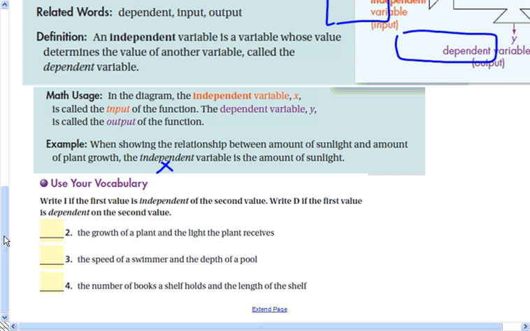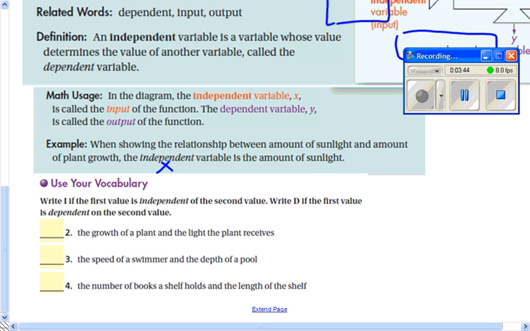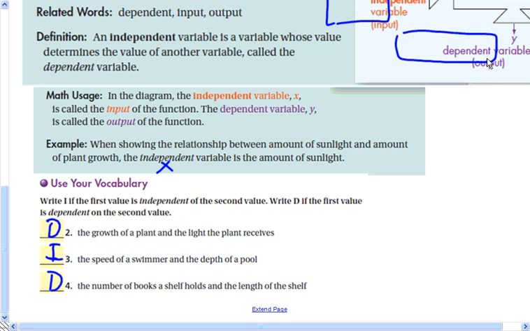So using your vocabulary, write I if the first value is independent of the second value, write D if the first value is dependent on the second value. Go ahead and pause here, and then you can check back and see if you did it right. Okay, here are the answers.